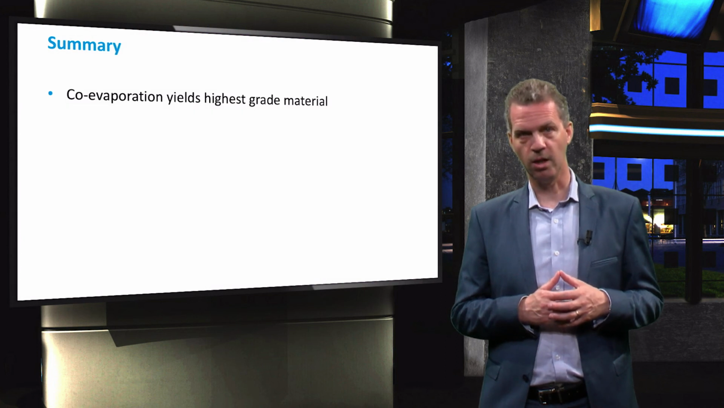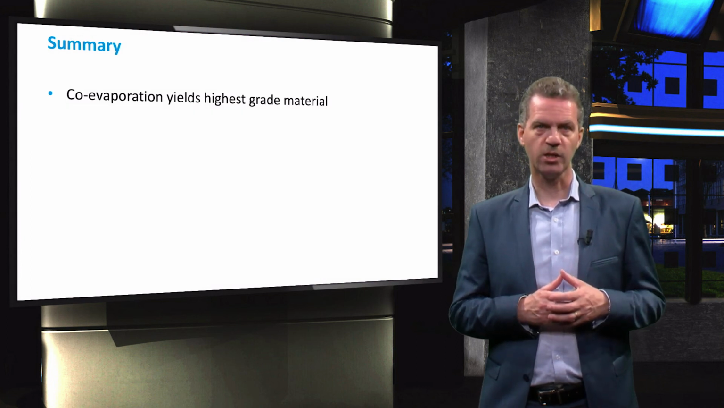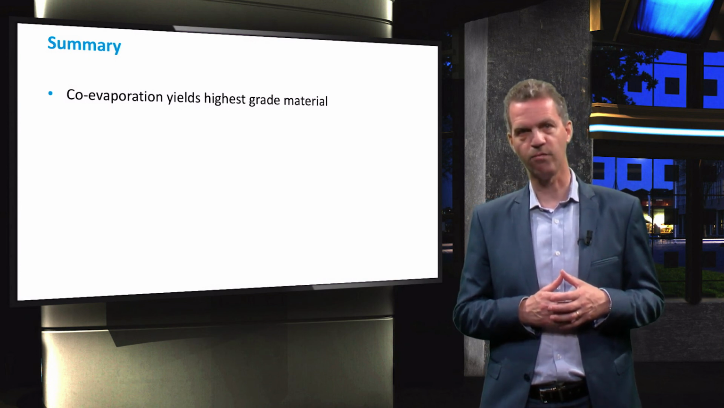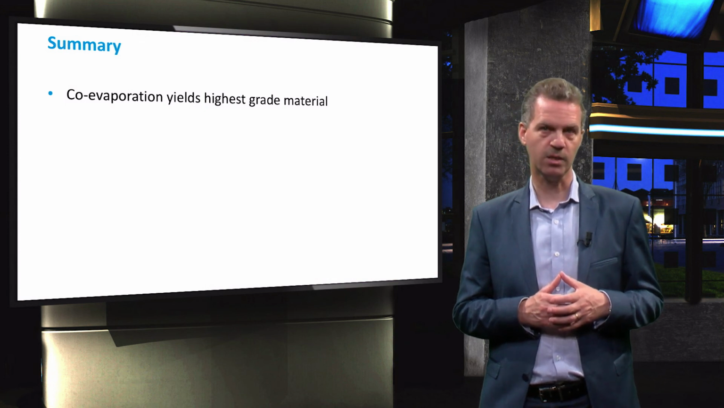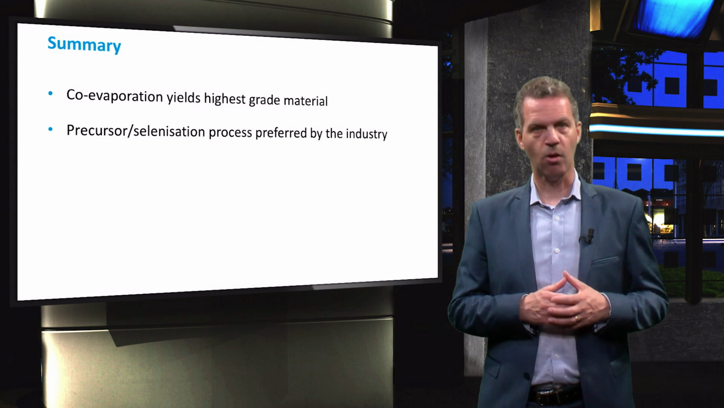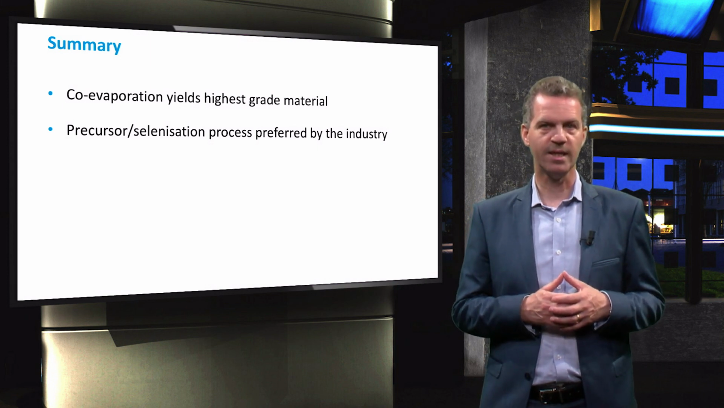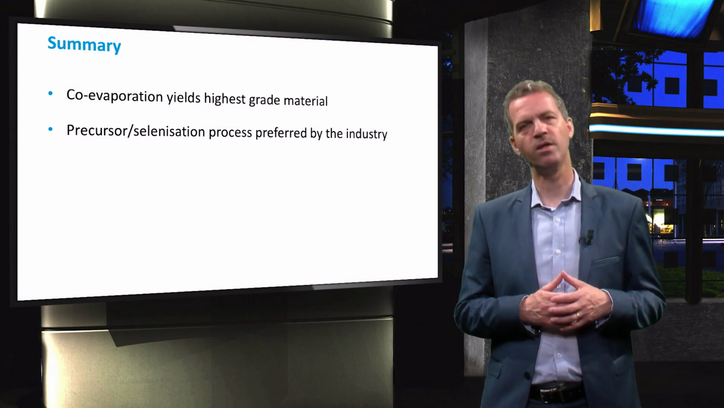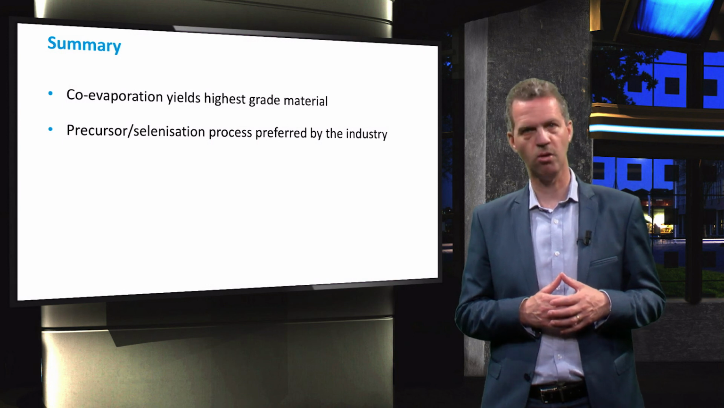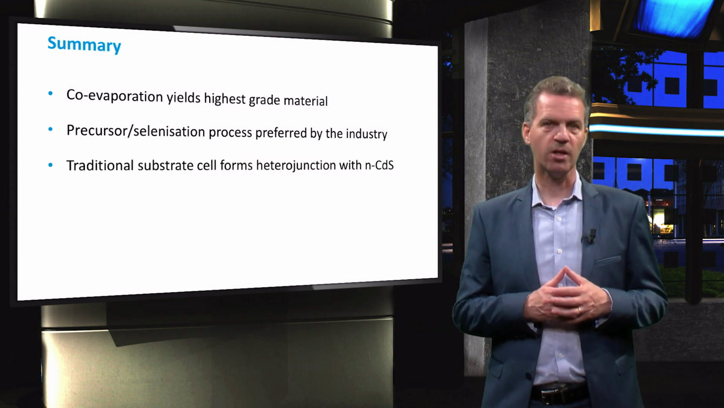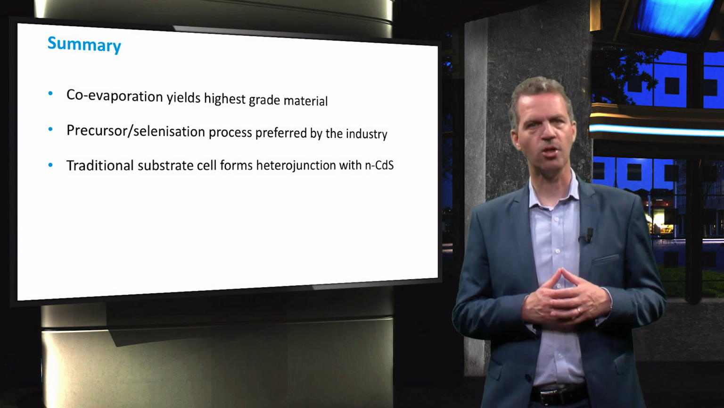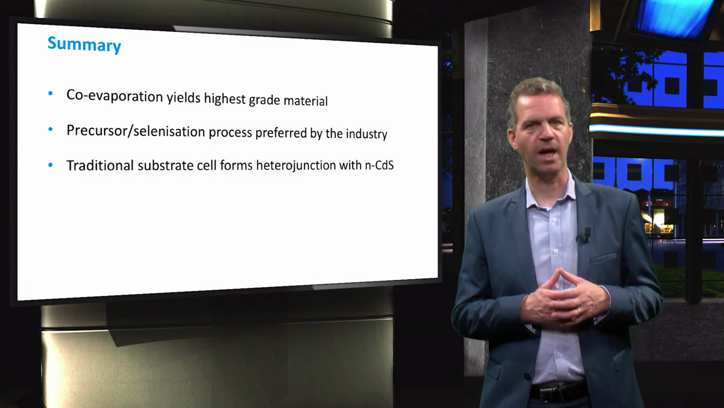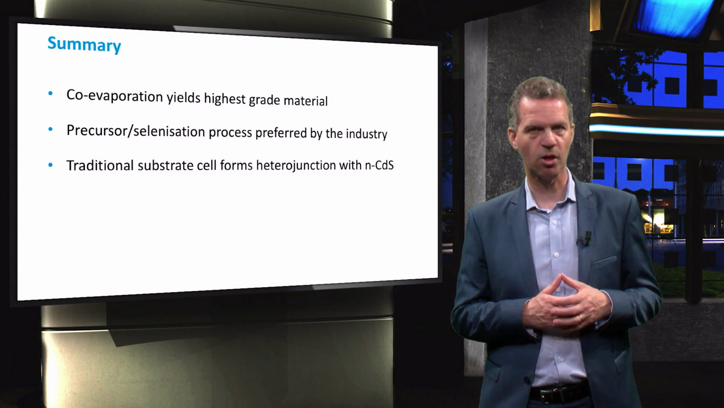To summarize this video, we have discussed that co-evaporation of CIGS solar cells resulted in a very promising lab cell conversion efficiency of 22.6% by ZSW as of today. The method of two-stage precursor sputtering followed by selenization is the preferred method by the industry and has proven to yield a very similar efficiency of 22.3% by Solar Frontier. And finally, we have discussed that in the traditional cell structure, a so-called buried junction exists inside the p-type CIGS absorber layer, which forms a heterojunction with the wider bandgap cadmium sulfide buffer layer.